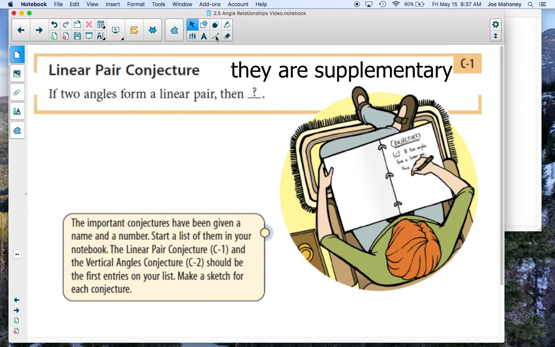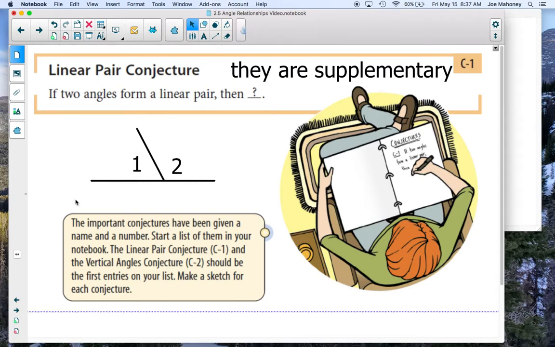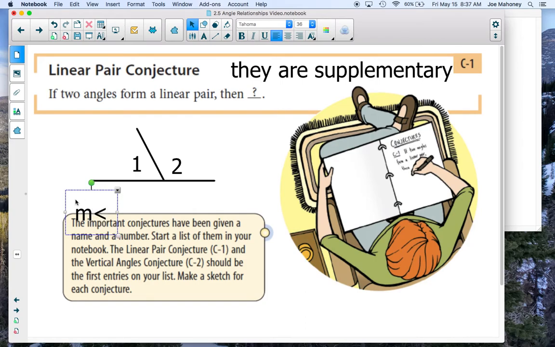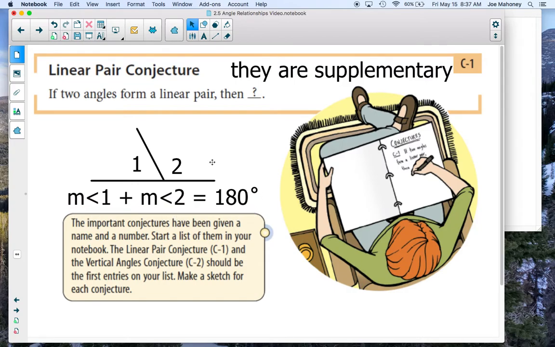And if you want to draw a little picture of it, you can. So maybe what we'll do is draw a segment there, and then from there we'll draw another segment that comes out to form our linear pair. And over here we'll put like angle 1, and over here we'll put like angle 2. And what we know about the angles is that the measure of angle 1 when added to the measure of angle 2 is equal to 180 degrees. We'll put that right underneath it maybe.